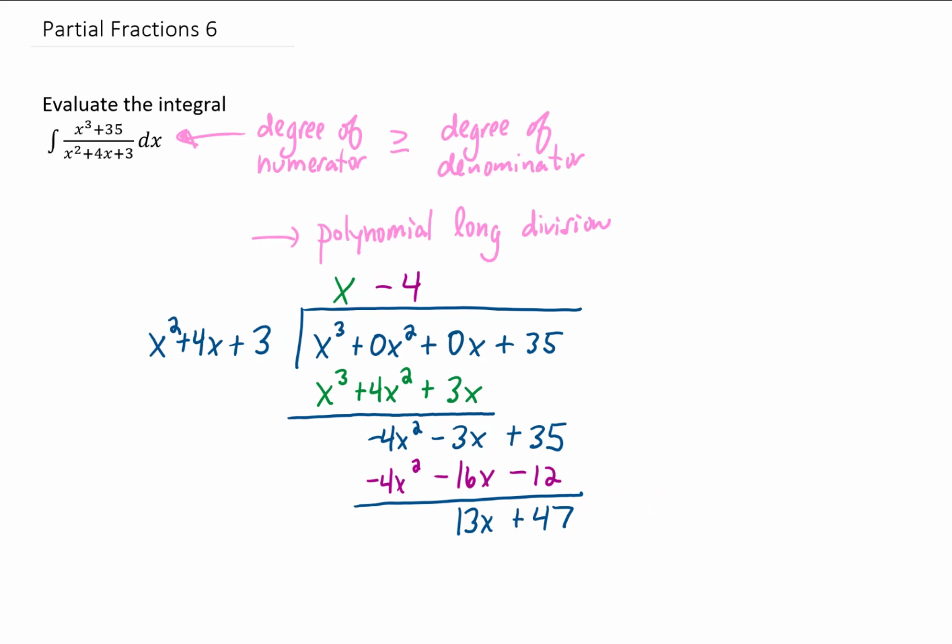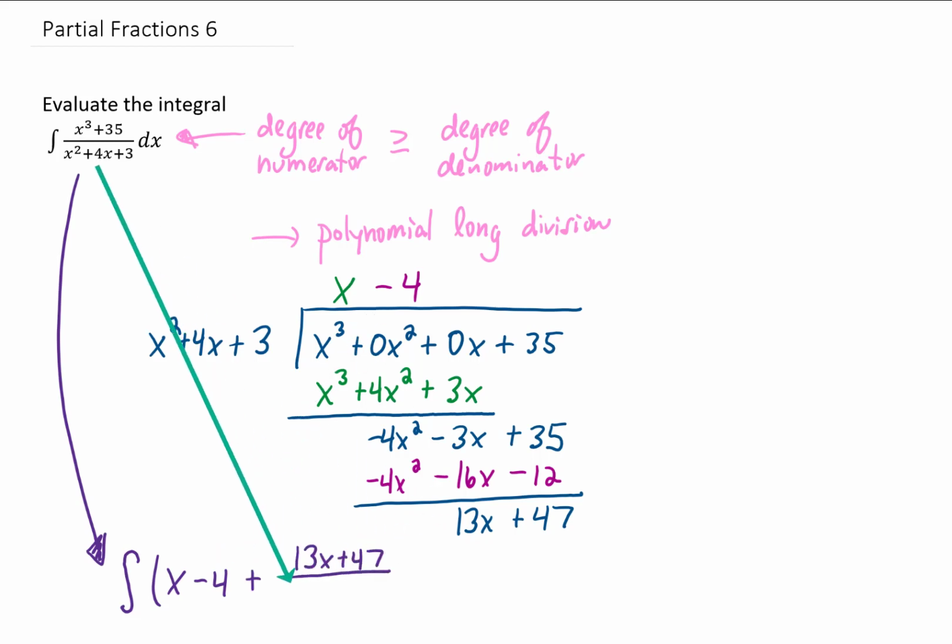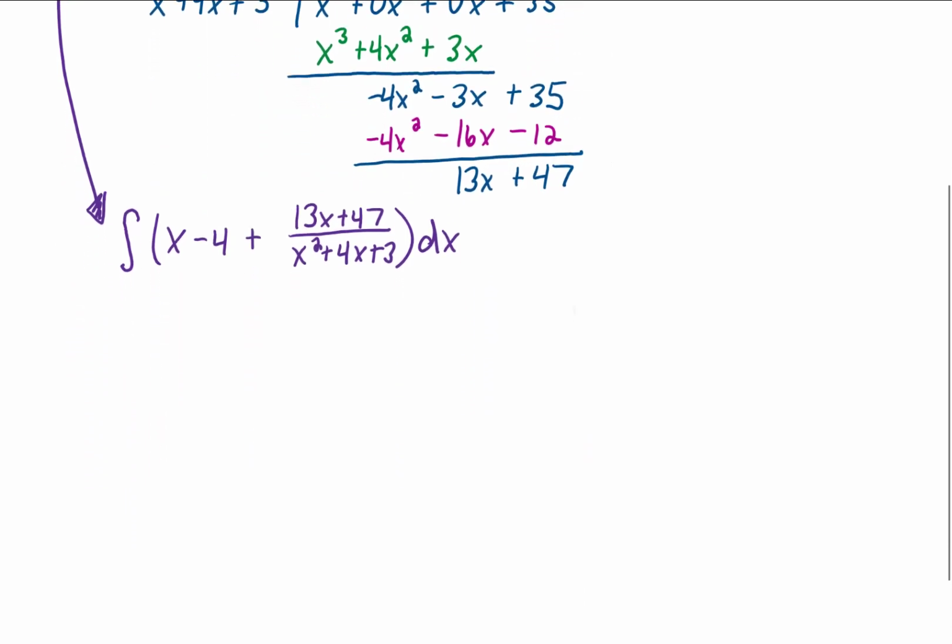Now, what we've done is we've rewritten this integral as the integral of the quotient x minus 4 plus the remainder, which was 13x plus 47, divided by the original denominator, x squared plus 4x plus 3. And the question now is, can we integrate that? Well, for these first two terms, the answer is yes. But for this last term here, right now the answer is no, but we can integrate this if we do partial fractions. So I'm going to make some room for some partial fractions.